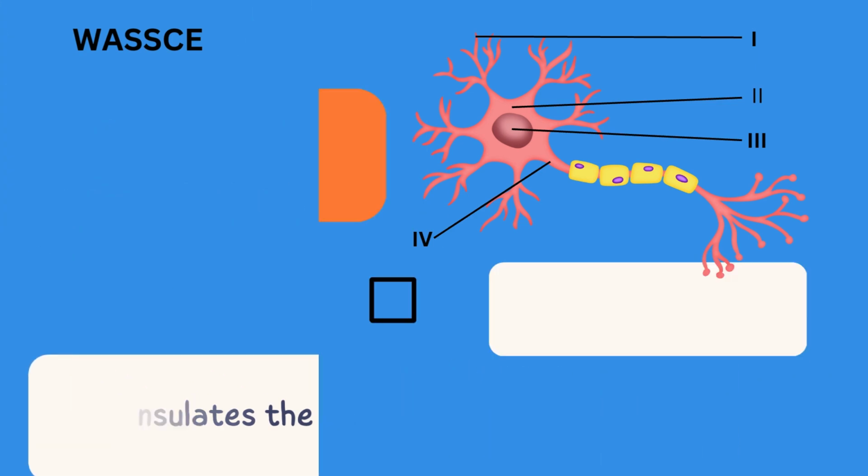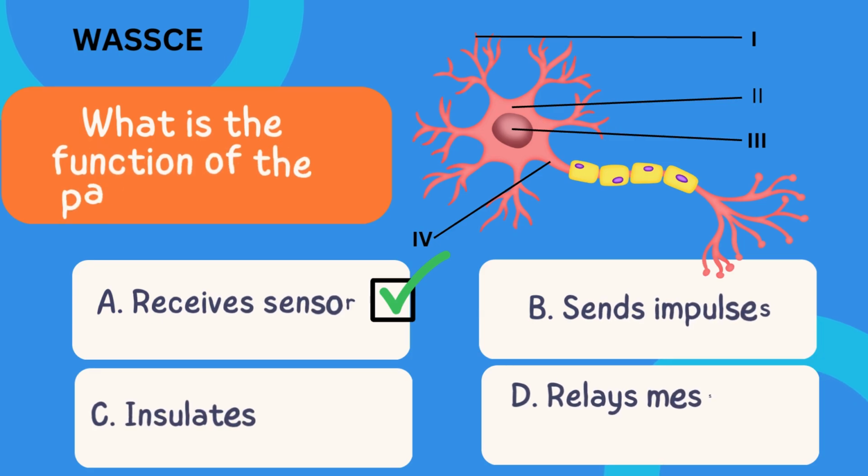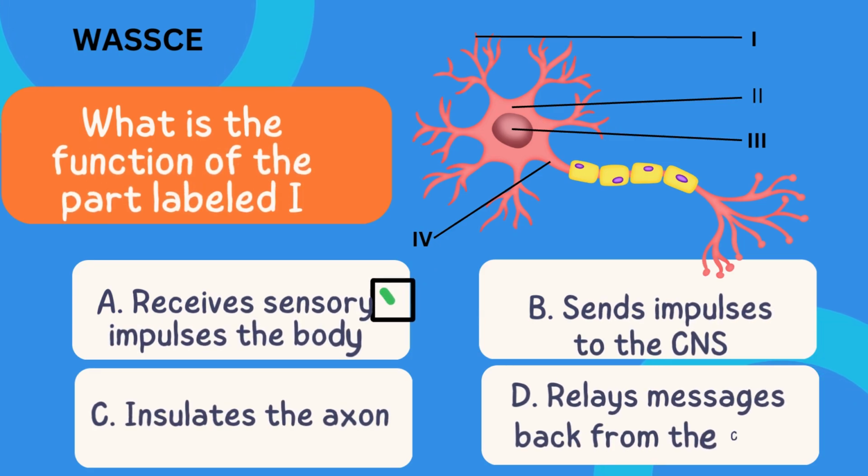The correct option is option A, receive sensory impulses from the body. Now, the part labeled Roman figure 1, as I said in the earlier question, is the dendrites. The dendrites are attached to sensory organs and they receive impulses from the body and send this to the central nervous system.